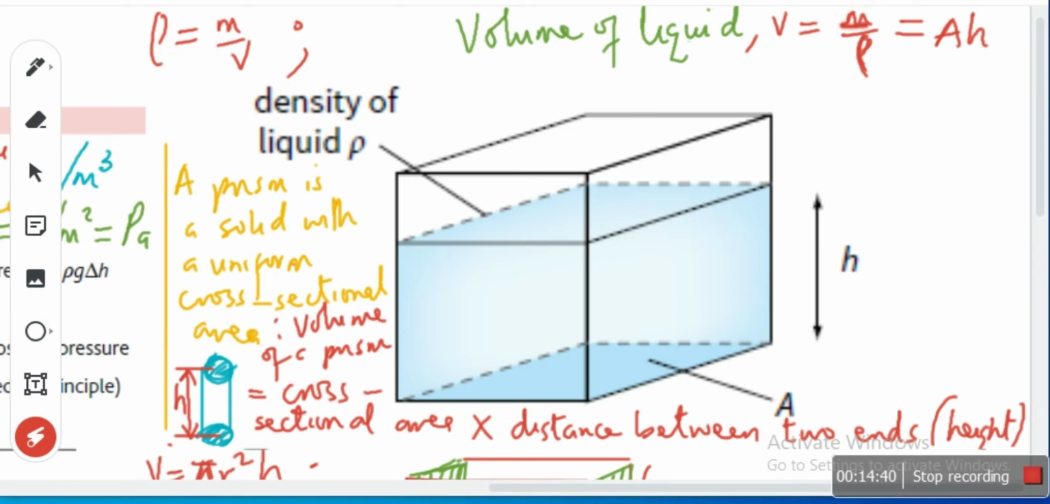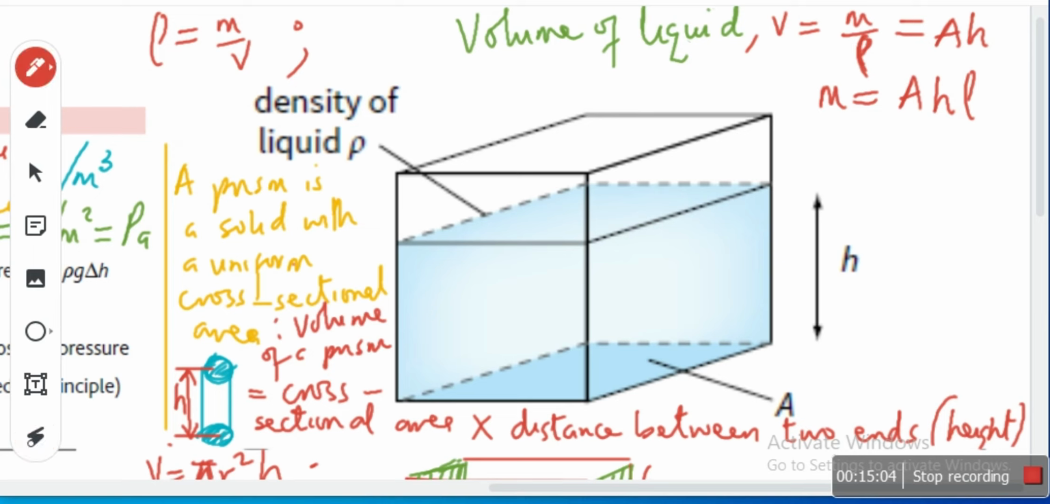I said make mass the center of the formula. So mass will be equal to what? Density times volume, which is AH. AH rho, or A rho H. Is this clear? What does AH itself represent? Volume. Rho, density. So mass is AH rho.